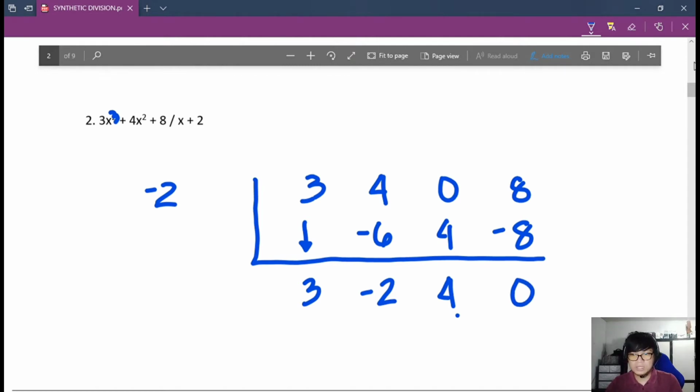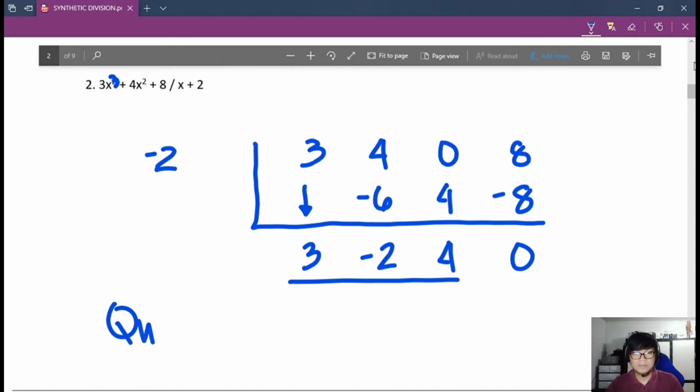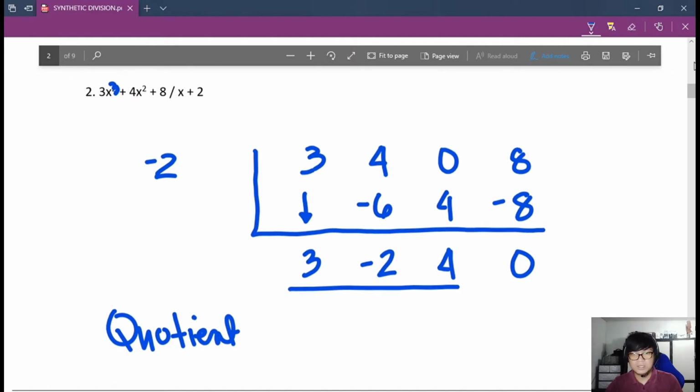And the quotient is, ito yung quotient natin. So we have to supply the variables. Ano ba yung degree ng ating dividend? Polynomial natin 3. So, meaning, squared yung isusupply natin dito sa 3. So, ang quotient natin is 3x squared minus 2x plus 4. So, this is the quotient.